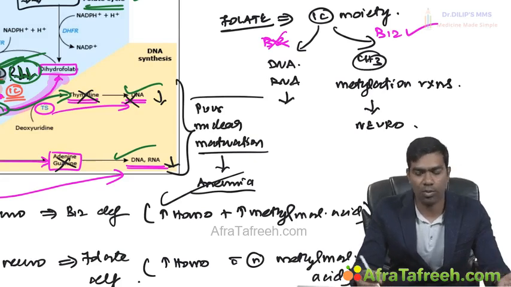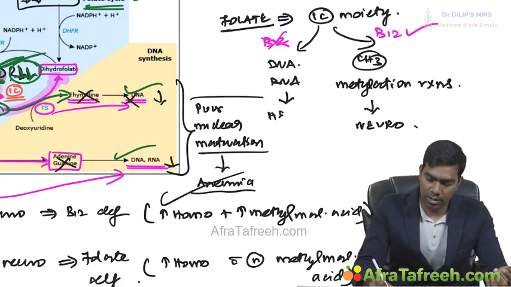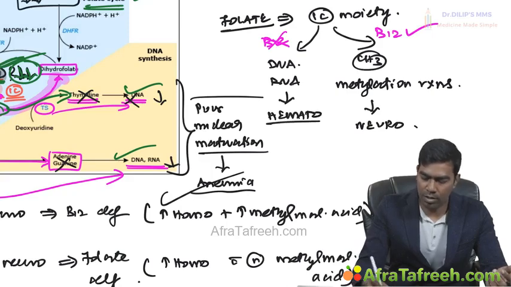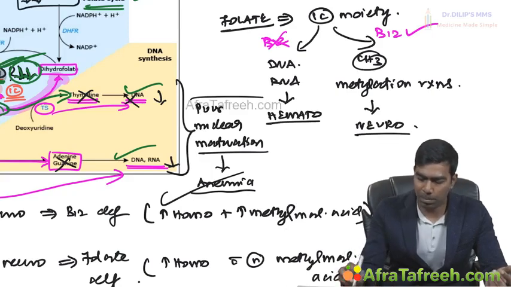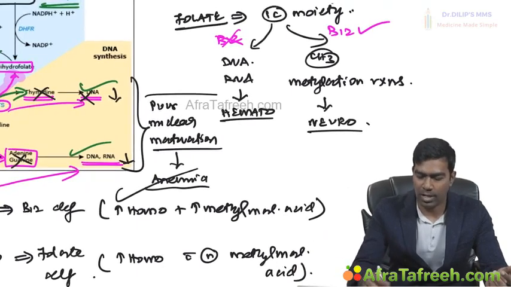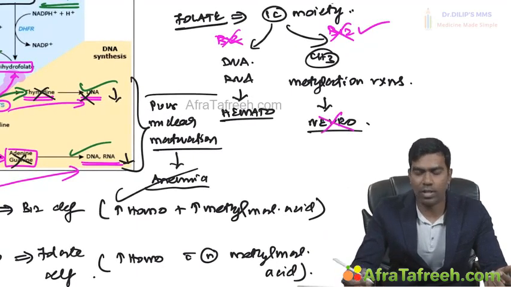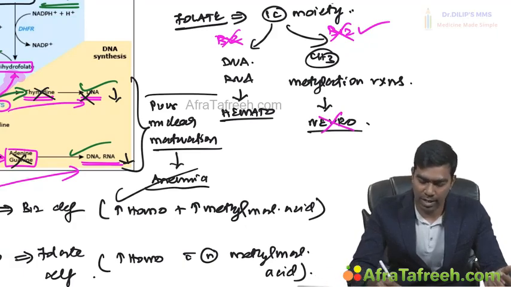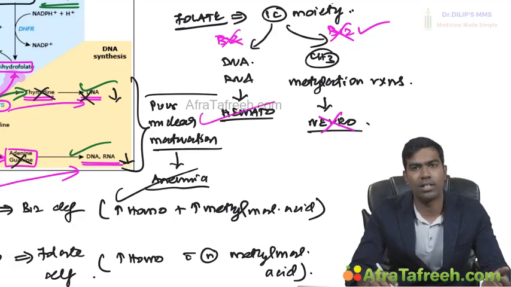Because of this only you are getting hematological abnormalities. So whenever your B12 is not there, you will result in neurological complications as well as hematological complications. But if your folate is not there, you will result only in hematological complications, but neurological complications is generally not a possibility, because I have explained in detail about all this in the cycle which I have told you already.